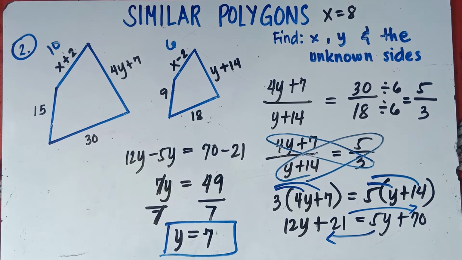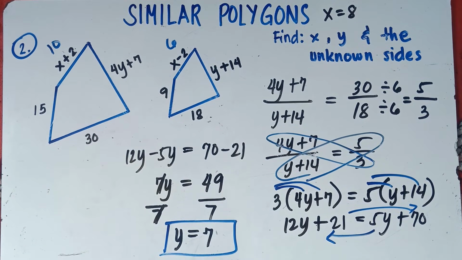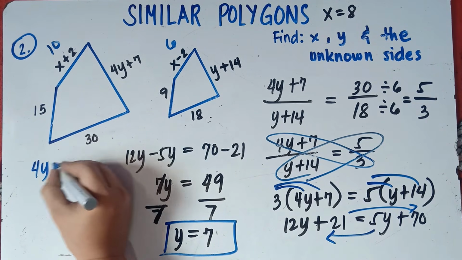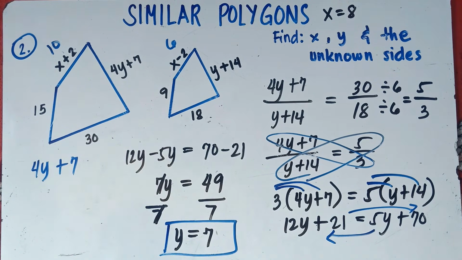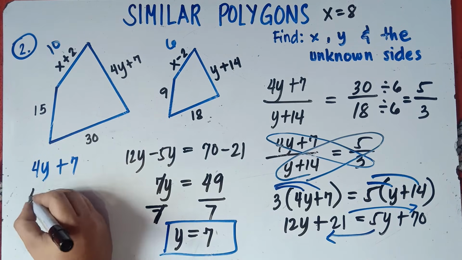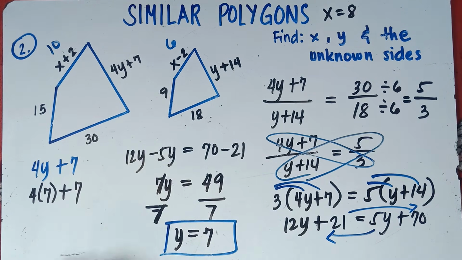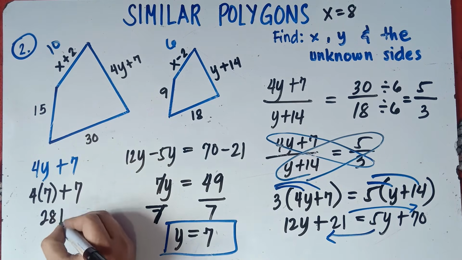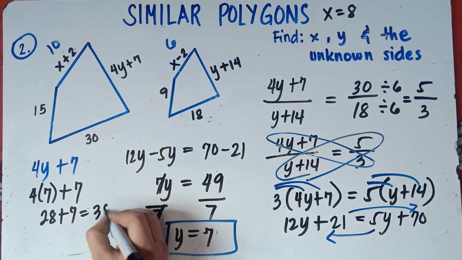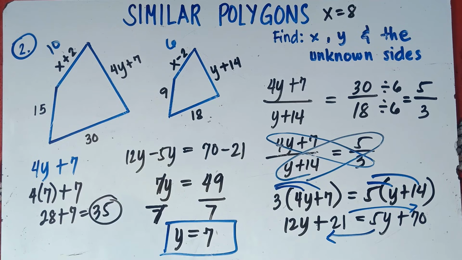Alright, so that's it class for your y. Now you need to find the sides. So substitute the value of y. So this will be 4y plus 7, and our y is 7. So this will be 4 times 7 plus 7. 4 times 7, that is 28. Plus 7, that is 35. So this side is 35.